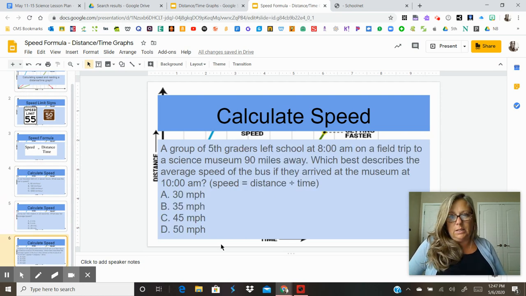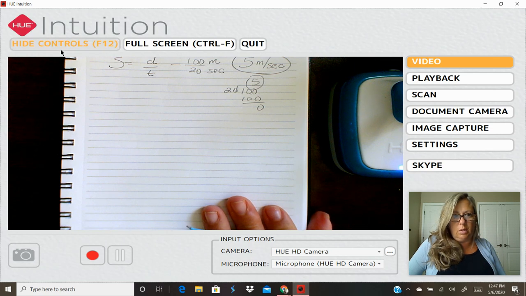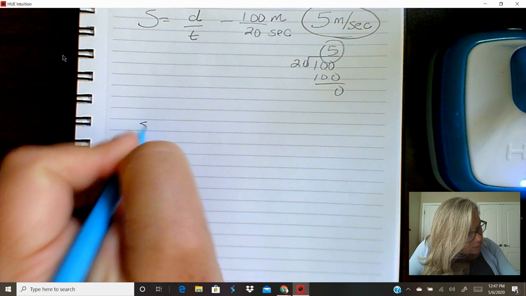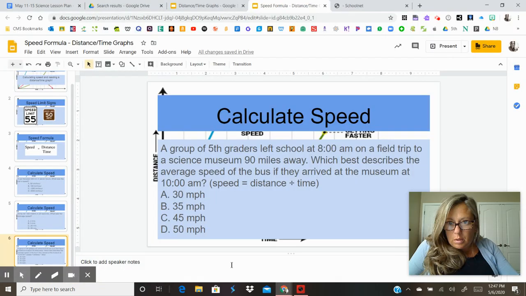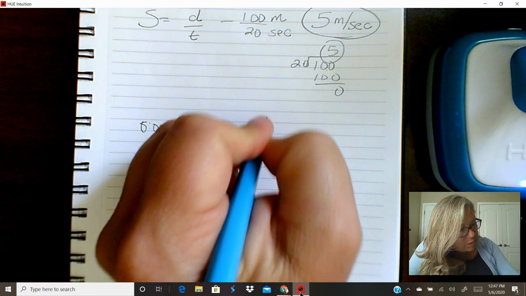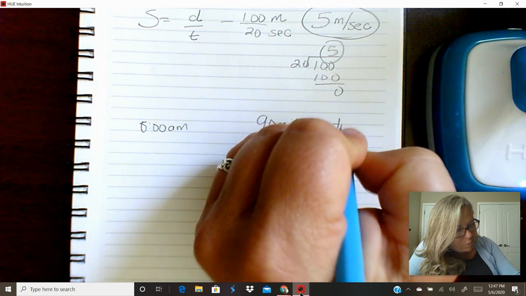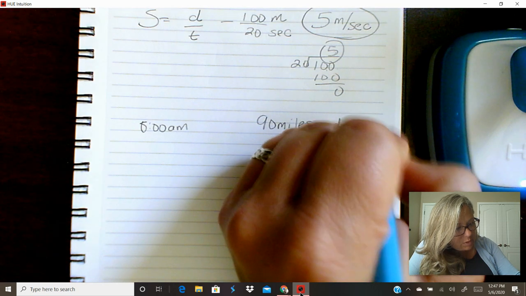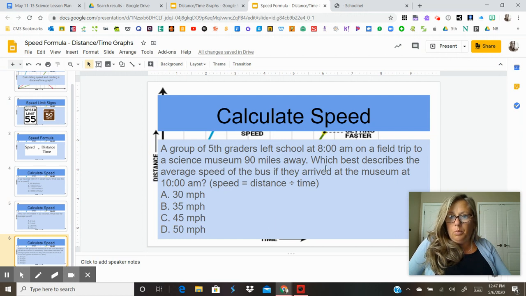The next question says a group of fifth graders left school at 8 a.m. on a field trip to a science museum 90 miles away. Now, this one's a bit harder, so let's do it. They left at 8 o'clock a.m. And how far away was the museum? The museum was 90 miles away, so I know we traveled 90 miles. That's probably our distance. I think on this one there's a two-stepper, and I have to figure out how much time it was. It says, which best describes the average speed of the bus if they arrived at the museum at 10 a.m.?